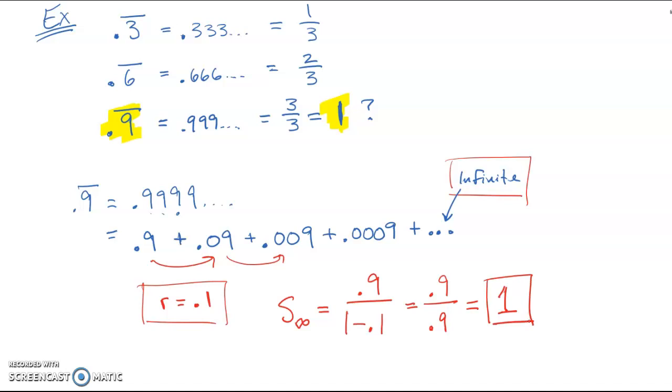Okay, so that was part 1 for today, the infinite geometric series. And now we're going to move on to part 2.